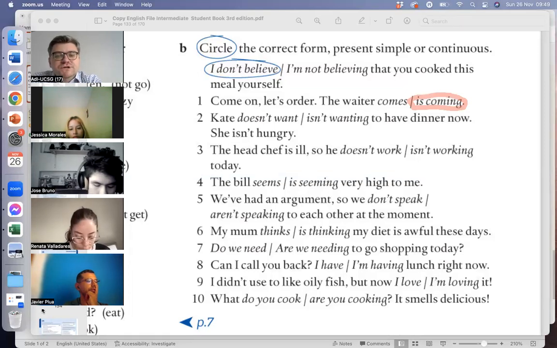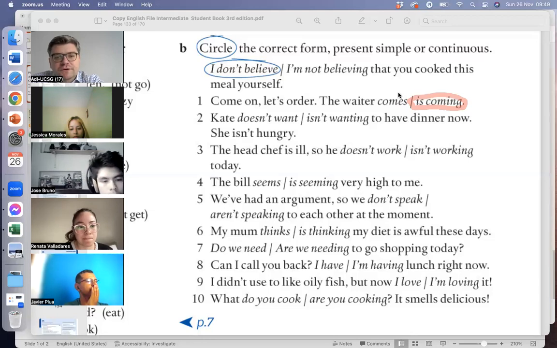Remember, we said that with certain verbs, we can use both the present simple or present continuous. So you think it's present continuous? Does anyone think it's present simple? Kate doesn't want to have dinner now. She isn't hungry.